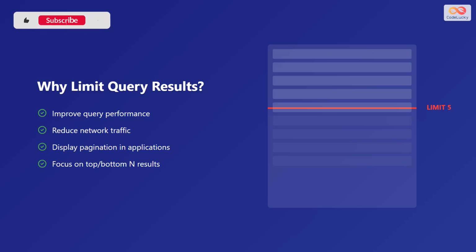There are several reasons to limit the results of a query. Limiting query results can improve performance, especially when dealing with large databases, by reducing the amount of data processed and transferred. It also reduces network traffic by sending only the necessary data across the network. Limiting results is useful for displaying data in a user interface, where only a certain number of rows are shown per page. You can also use it to focus on the top or bottom few results.